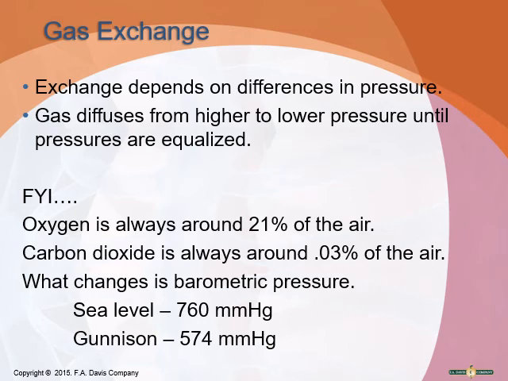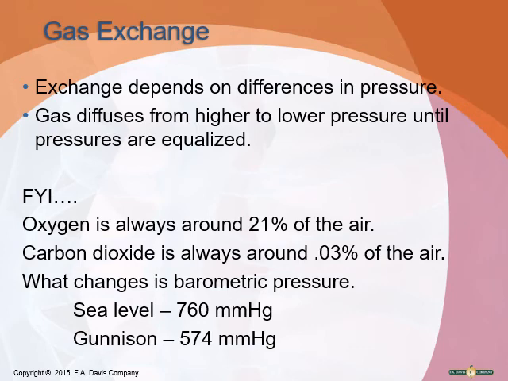So if you do the math that's on the slide, you'll see that the barometric pressure at sea level is 760 millimeters of mercury. And if you were to multiply that by 0.21, or 21% of the oxygen in the air, that's where you get that partial pressure of 159.6.